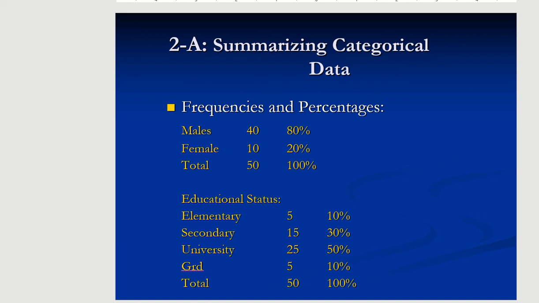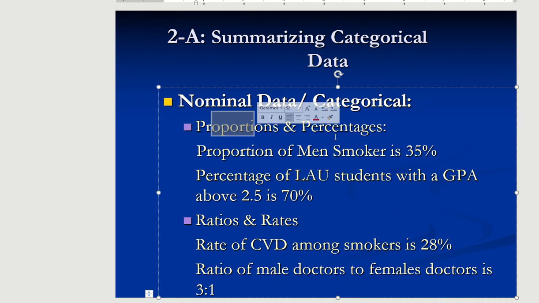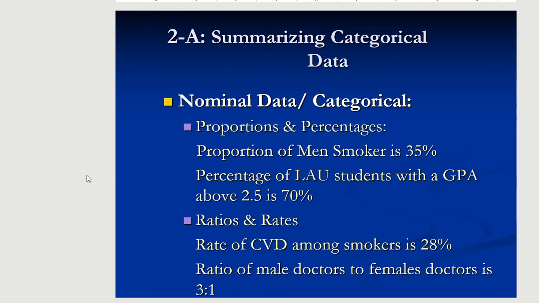All right, so let's continue with the slides. The second slide, as we said, summarizing categorical data. We use proportions or percentages. It's the same thing. Rates and ratios, we won't cover rates and ratios. We're going to stick to proportions and percentages. So basically, as I said, you need to report the frequencies and the percentages. And that's kind of like finishing the categorical data.